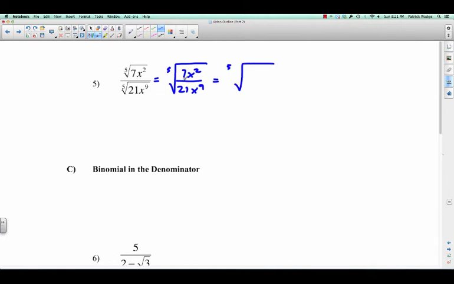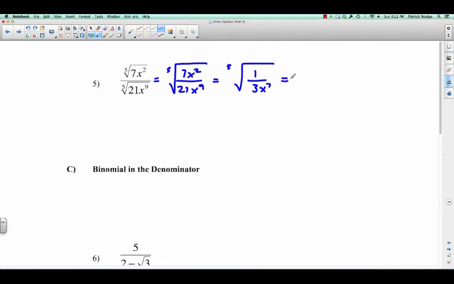7 and 21, if you simplify that, what do you get? You get 1 on top and 3 on the bottom. x squared, x to the ninth. Where do you have more x's? On the bottom. How many more? 7. So you could just write that right there. Great, that's made it a lot easier.